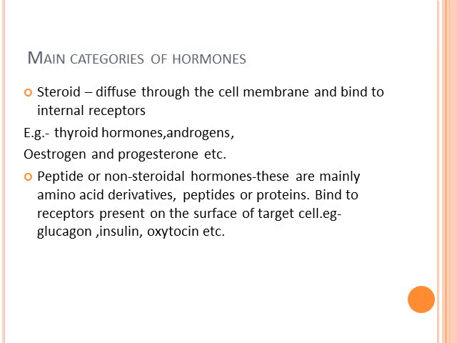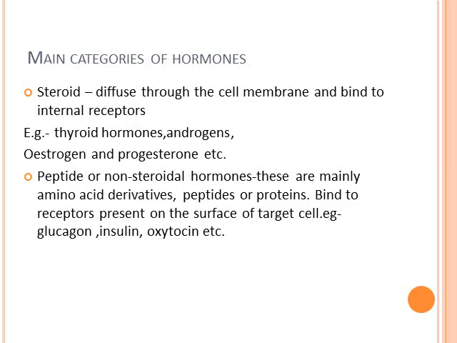Now in this slide we will learn about the main categories of hormones. Hormones are generally of 2 types: steroid hormones and non-steroidal hormones. So how do these hormones act? Steroid hormones diffuse through the cell membrane and bind to the internal receptors present within the cell. So they diffuse through the cell membrane and enter our cell to initiate their action.